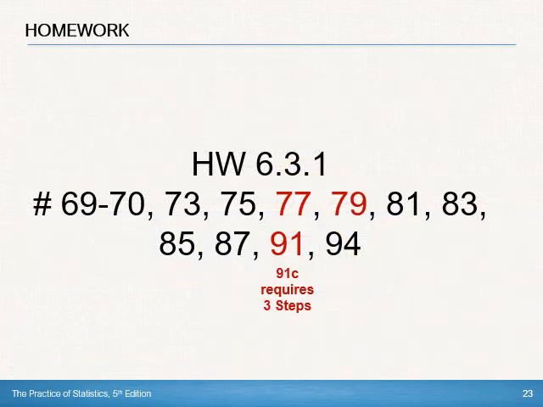All right, here is the homework. There are 3 problems in this set that require you to use your 3-step process. On number 91, just part C requires the 3 steps. So I'm saying 91 is a 3-stepper, but it's not all of the parts. Just part C of 91 requires 3 steps. And then 77 and 79 also require your 3 steps. So make sure that you're doing those in the 3-step process.